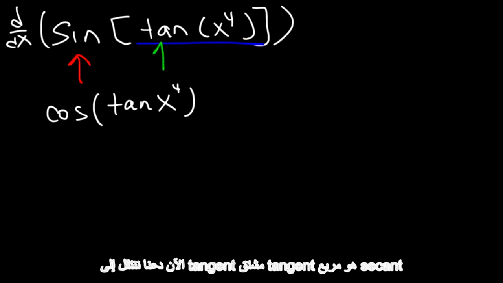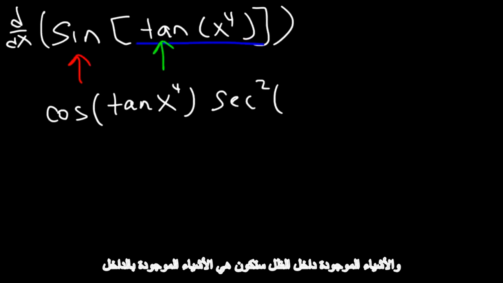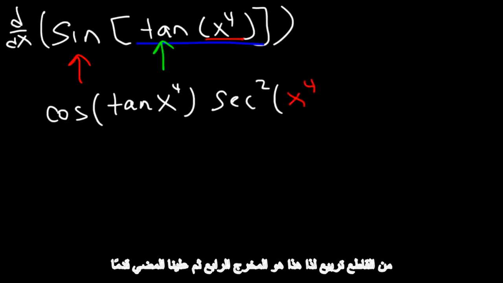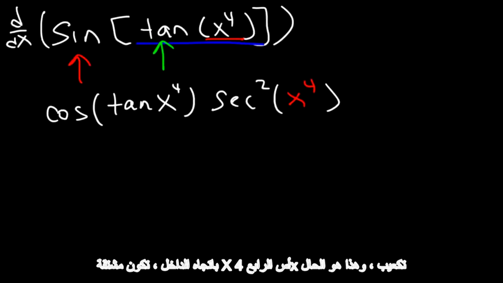Now let's move on to tangent. The derivative of tangent is secant squared. And the stuff that's inside of tangent is going to be the stuff that's inside of secant squared. So that's x to the 4th. And then we got to move on further towards the inside. The derivative of x to the 4th is 4x cubed. And so that's the answer.